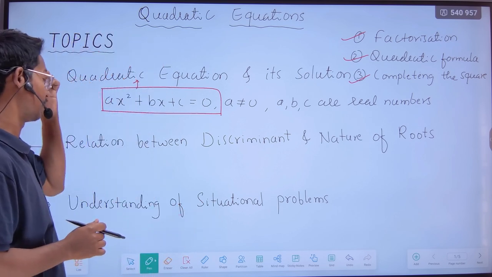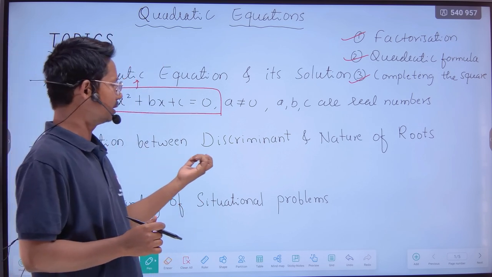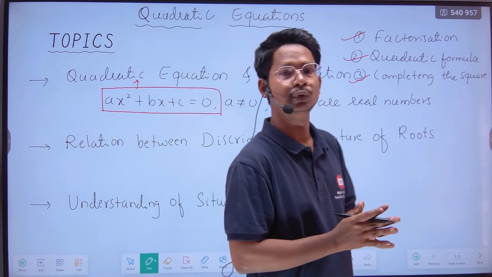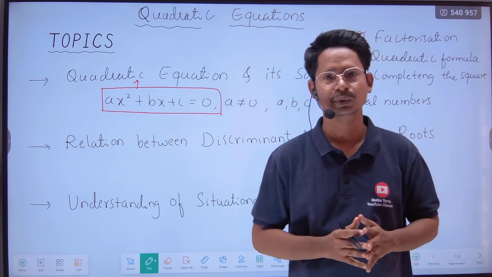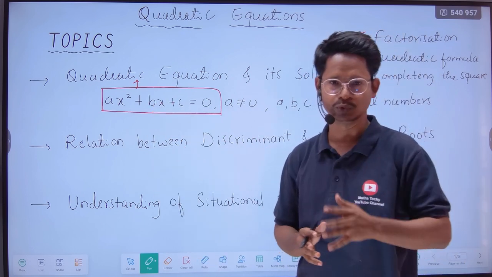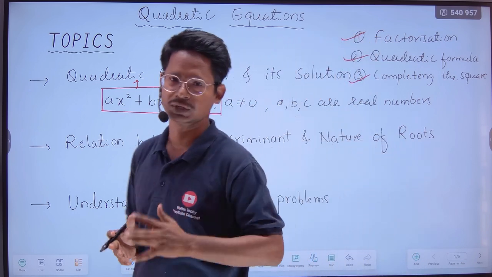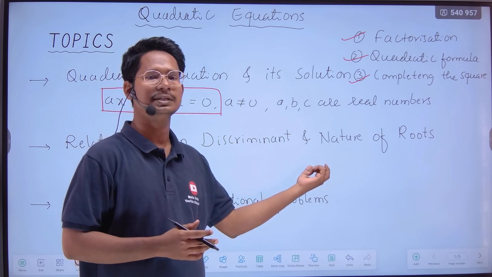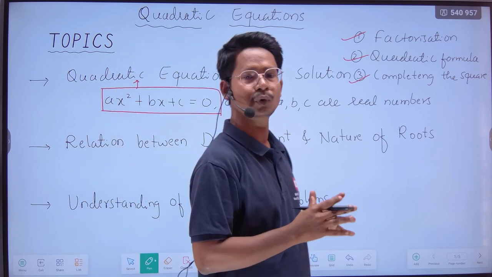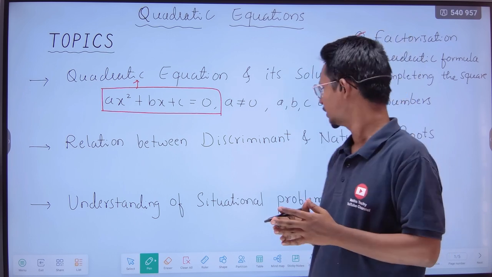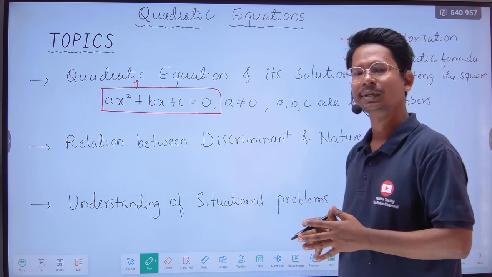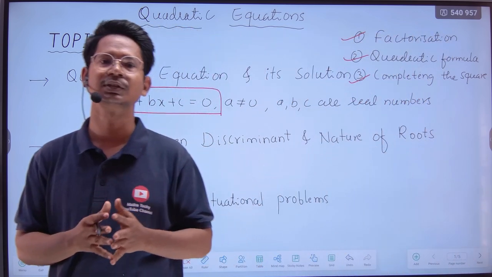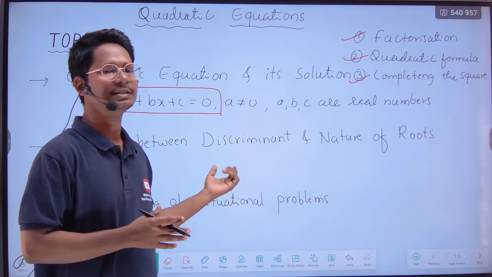Now you also need to understand the relationship between the discriminant and the nature of roots. For a quadratic equation you will get two roots, as the highest degree is 2. Roots are also called solutions. When you find the roots, you need to understand their nature. Both roots can be more than 0. More than 0 means we call them two distinct real roots. If the roots are different and more than 0, we call them distinct real roots.